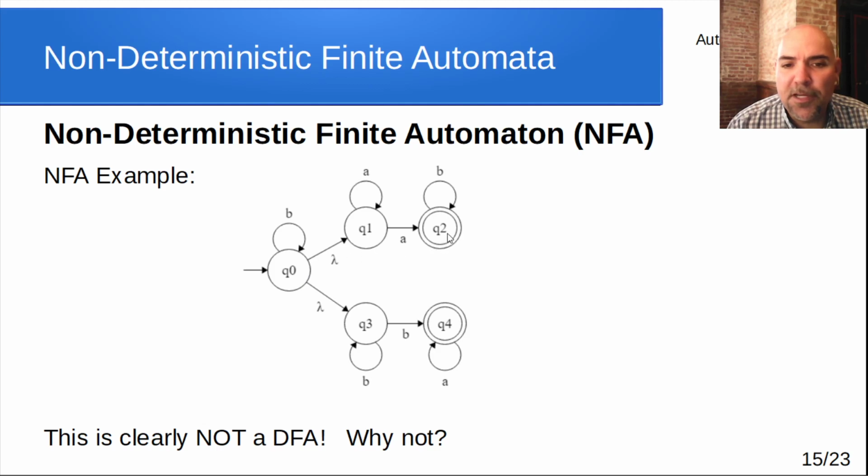And you'll also notice over here with Q2, we have this B feeding back to itself. That doesn't have an A leaving that. There's no B leaving Q1. There's no A leaving Q3. There's no B leaving Q4. And notice that Q1 has two things labeled A. There's one that stays there and then one that moves on. And same thing down here, Q3 with a B. Does it stay there or does it move on? We're giving it the choice. So this is clearly not a DFA, even though it kind of looks like one.